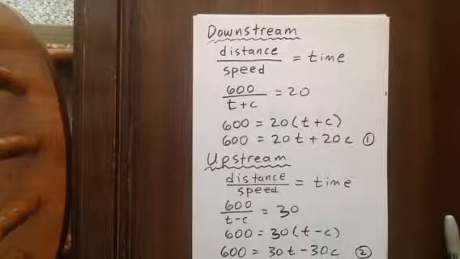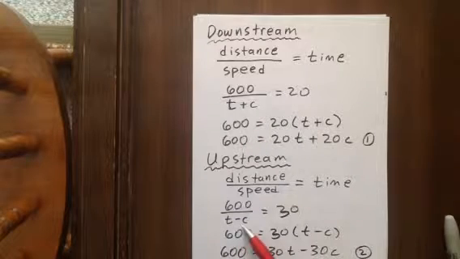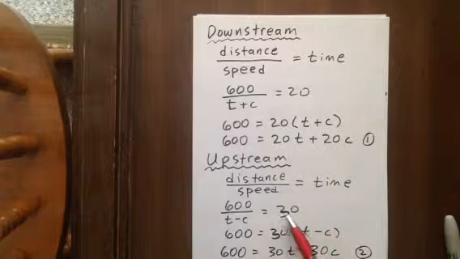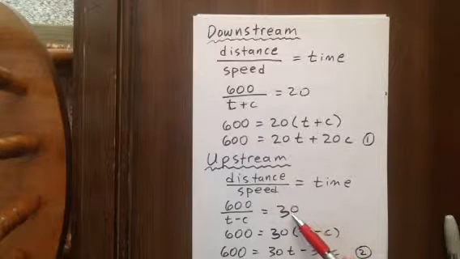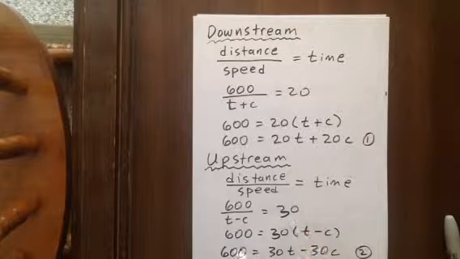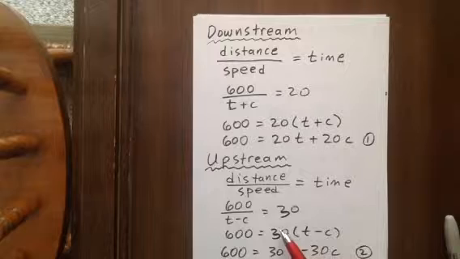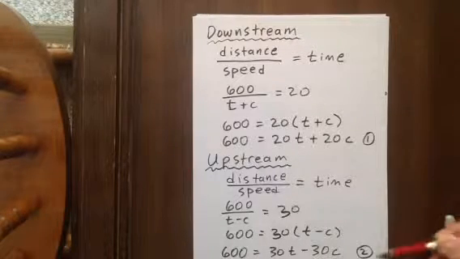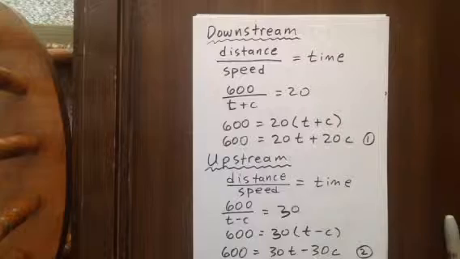Now when we go upstream, we know that distance over speed equals time, but we know that the speed is T minus C. So we can say that 600 over T minus C is equal to 30 because it took her 30 seconds to get there upstream. Well, 600 is therefore equal to 30 times T minus C. Distributing the 30 into the bracket gives us 600 equals 30T minus 30C. And we see now that we've got two different equations, both involving T and C.